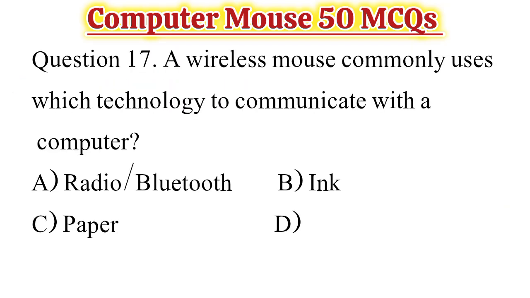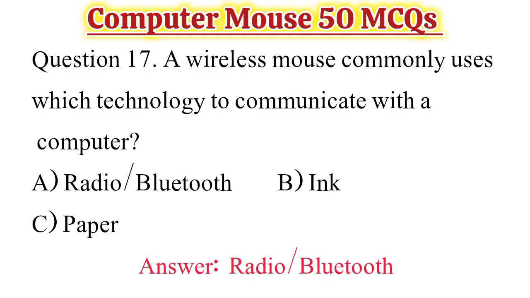17. A wireless mouse commonly uses which technology to communicate with a computer? A. Radio/Bluetooth. B. Ink. C. Paper. D. HDMI only. Answer: A. Radio/Bluetooth.